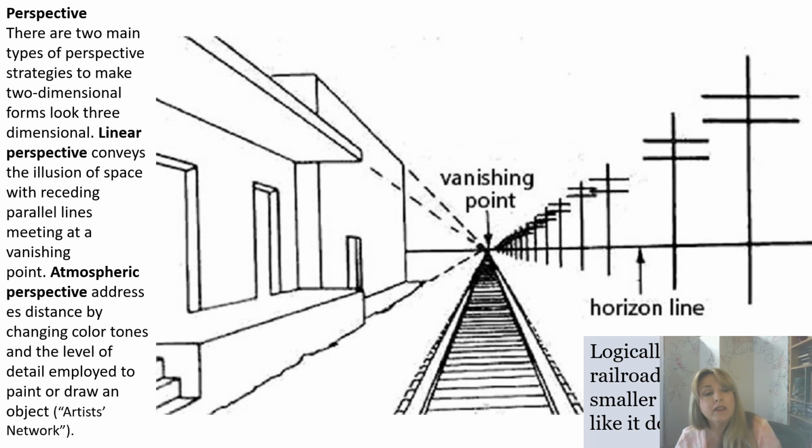Atmospheric perspective addresses changing color tones and the level of detail employed to paint or draw an object. And atmospheric perspective is almost always talked about when you're talking about Turner. His works are always described as atmospheric. So one of the ways you always recognize a JMW Turner is if it looks like somebody has taken wet paint and just kind of rubbed all over it and it has that kind of misty look, it's a good chance it's a Turner. That's a trick.